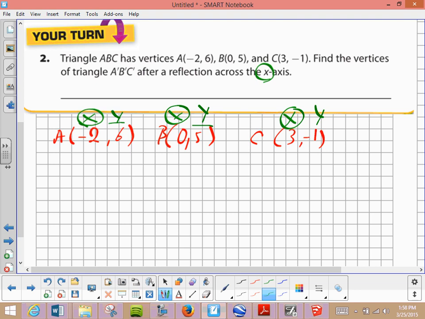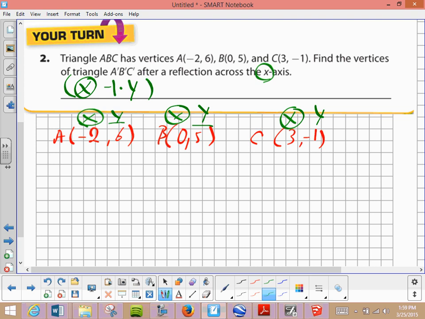Yes, you multiply the y coordinate. You leave the x alone, but you multiply the y coordinate by negative 1. So you put negative 1 times the y. And that's it. Which is the same thing, right? But I think our method works a lot better because you don't have to think about it.